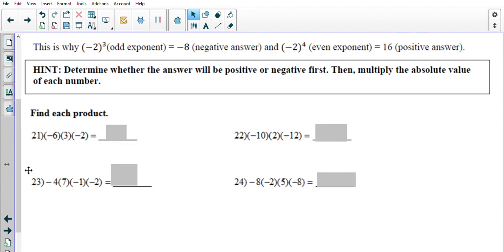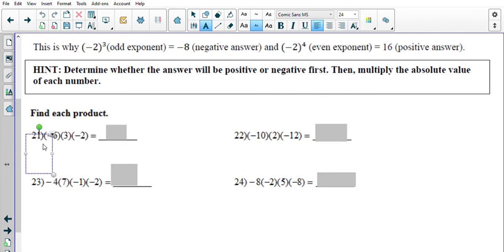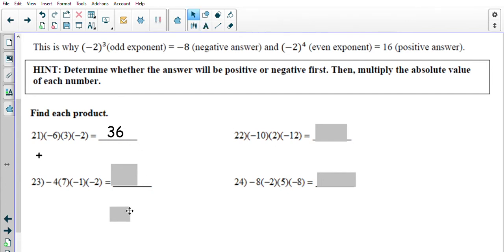So for number 21, I've got negative 6 times 3 times negative 2. That is two negatives. That's an even number of negatives, which tells me my answer is going to be positive. So I'll just put a plus sign there so I don't forget. And then what I want to do is multiply 6 times 3 times 2. I would suggest just doing 3 times 2 first to get 6. 6 times 6 is 36. So final solution is positive 36.